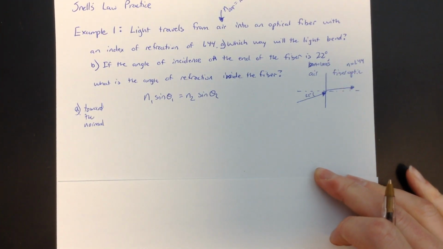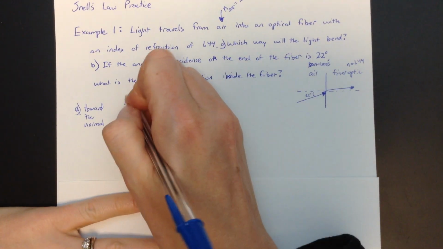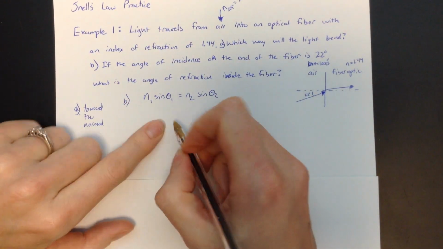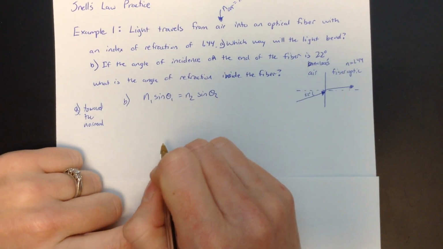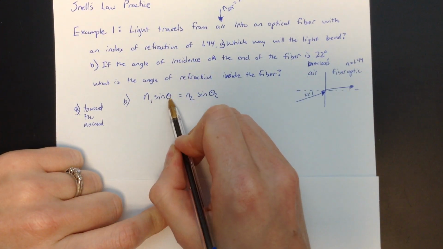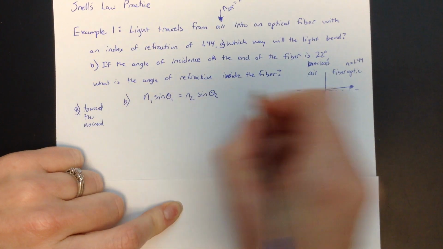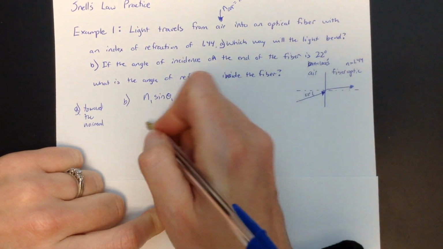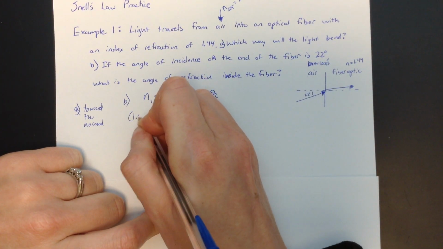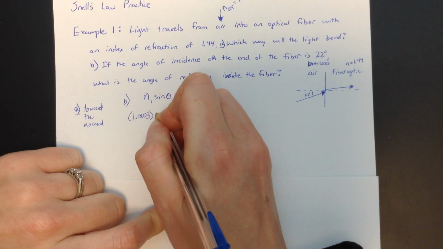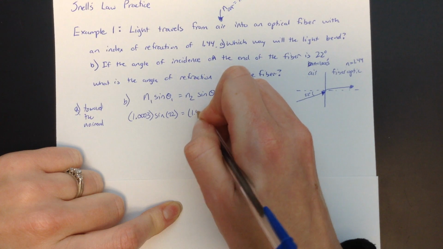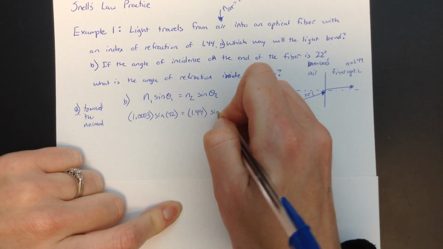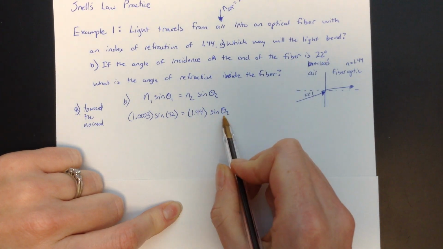Okay, so for part B, now I'm going to use this equation here. It doesn't matter which side you put the air and the fiber optic cable on, as long as you keep the ends with the thetas matching together. So the 22 and the 1.0003 go together, so I'm going to put those together, 1.0003 and the sine of 22, and then 1.44 and the sine of theta 2. So theta 2 is what I'm looking for here.